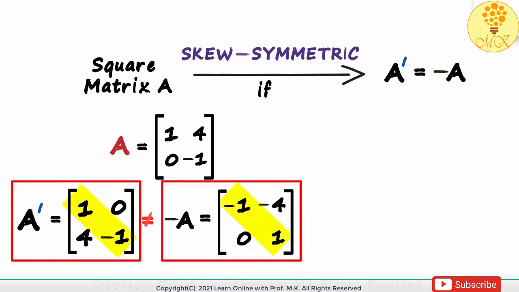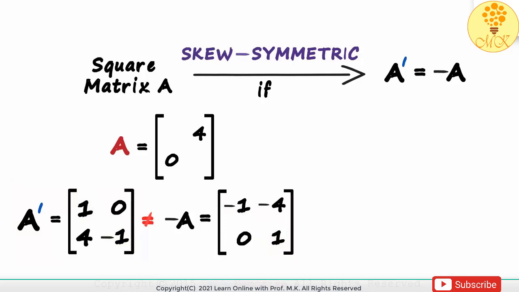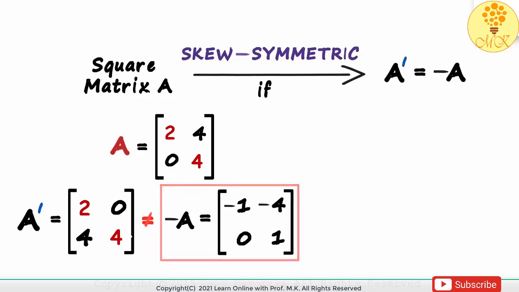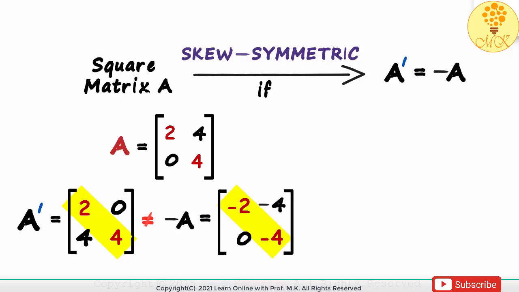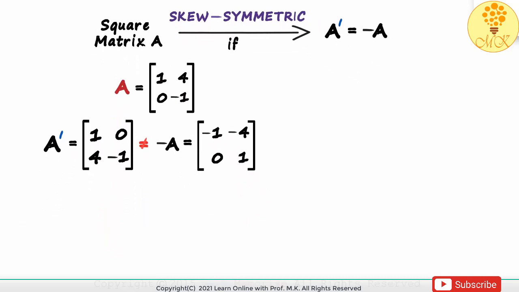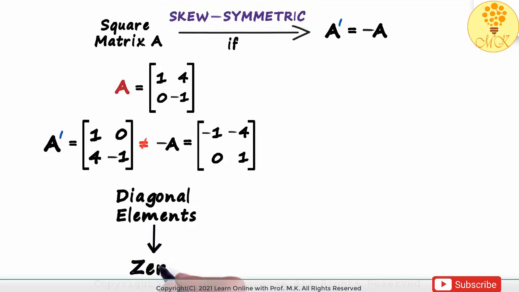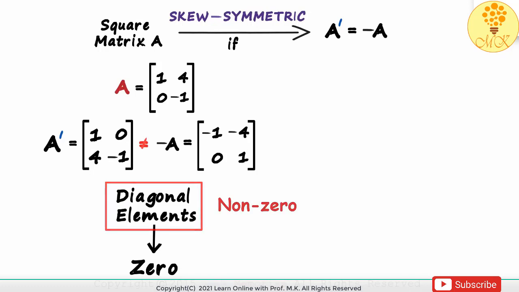Can the diagonal elements of these two matrices ever be equal? Let's say the diagonal elements of a matrix were 2 and 4. For A transpose, the diagonal elements would be 2 and 4, and for negative A, the diagonal elements would be minus 2 and minus 4, not equal. So if the diagonal elements are non-zero, the matrix can never be skew-symmetric. Let's zoom out and write the condition. For the matrix to be skew-symmetric, the diagonal elements have to be 0. If the diagonal elements are non-zero, the matrix can never be skew-symmetric.